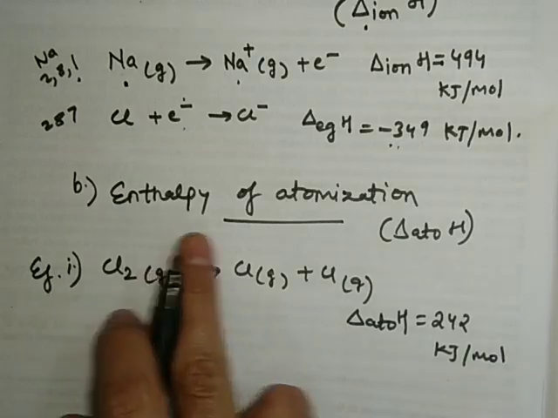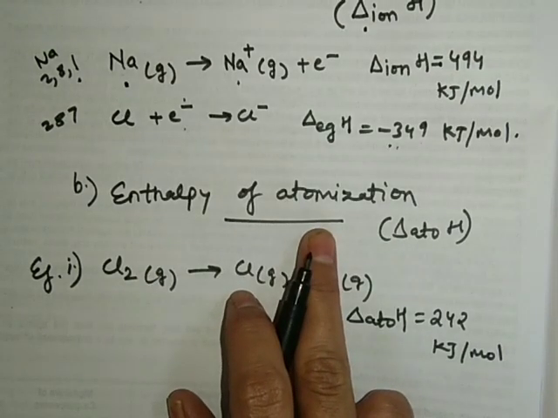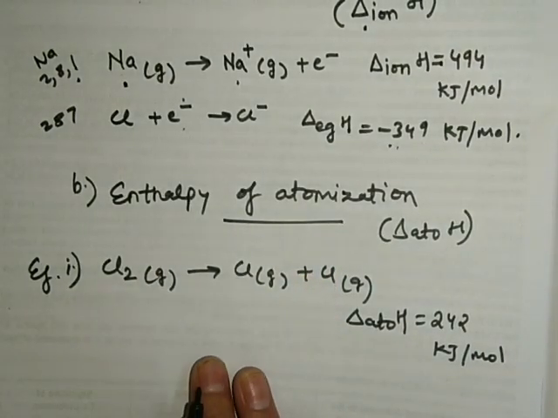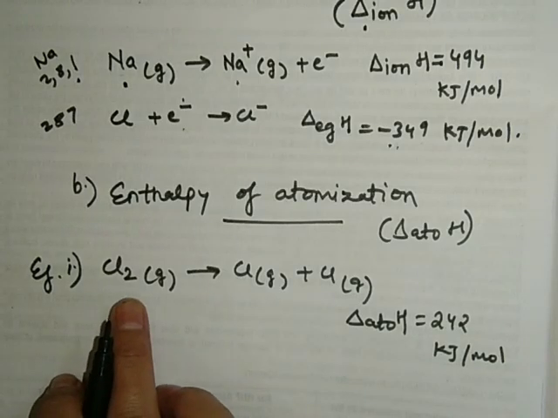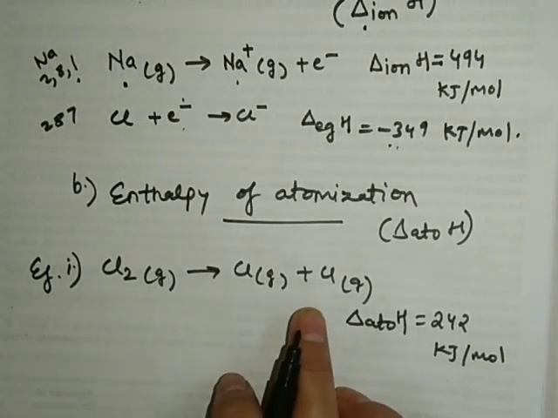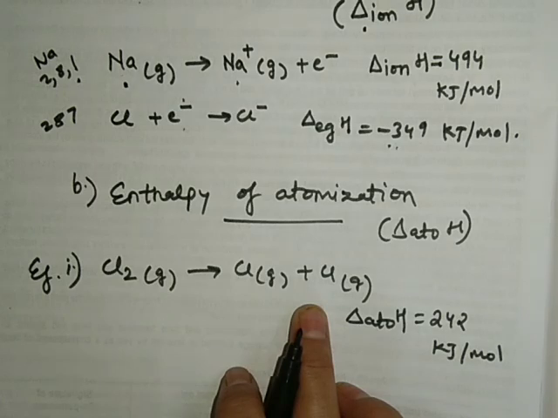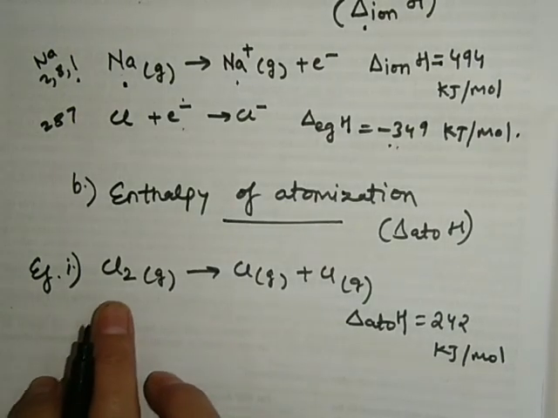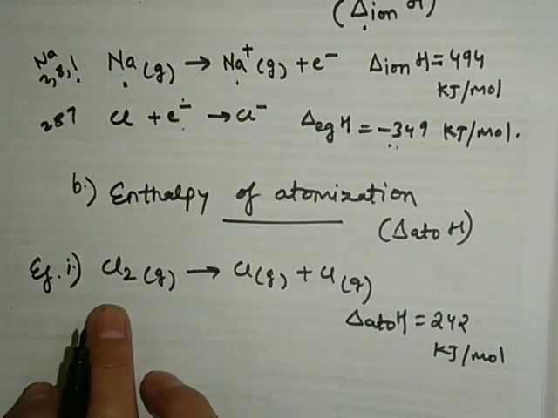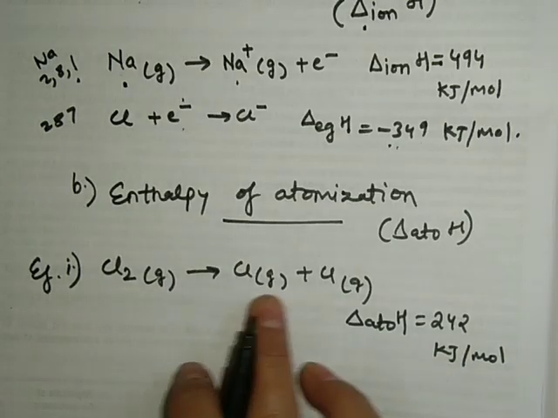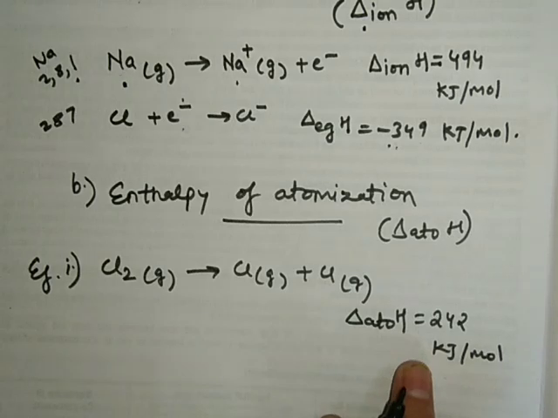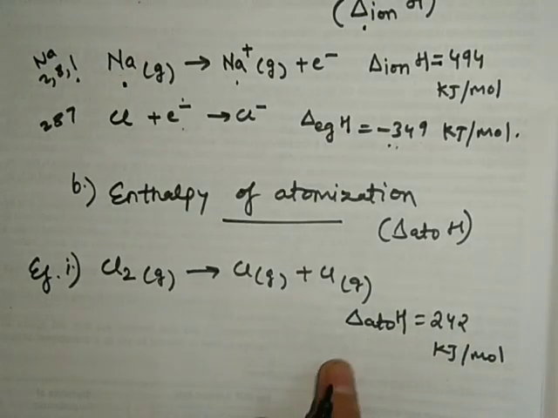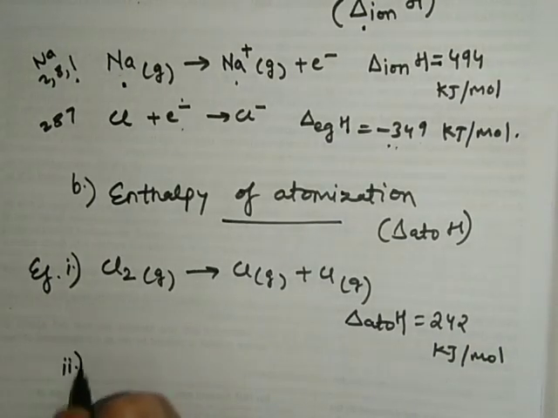I am repeating, what is enthalpy of atomization? It is the enthalpy change involved in the dissociation of 1 mole of any gaseous molecule into its gaseous atoms. So 1 mole of any substance, may be a molecule, will split into atoms, and the process is called atomization. The enthalpy change is called enthalpy of atomization.